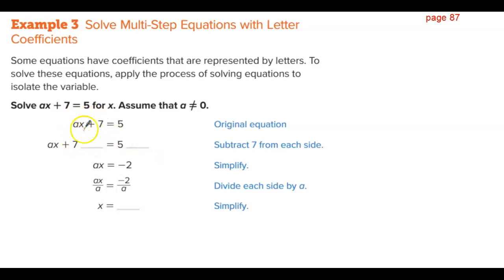So our first step would be to get rid of this plus 7 by subtracting 7 from both sides. Now we have some number, we don't know what it is, times X equals -2. Our second step then would be to divide both sides by the number we don't know, A, and we would get that X is -2 over A.